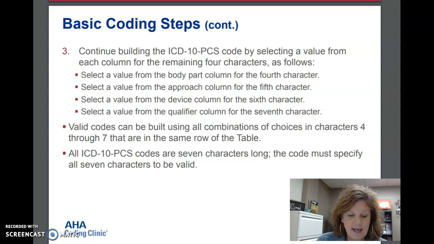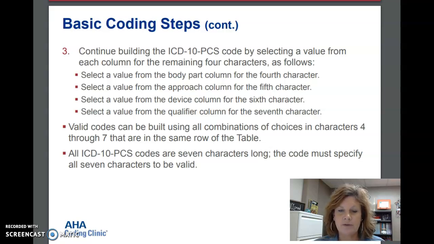Okay, so once again, we talked about how you have the columns. You have rows, you have columns. Again, you can't jump from one to the other. So again, you select a value from the body part column, and then you have to go over to the column in the same row for the 5th character for the approach. Same thing, you can't jump down to the next row. Same thing for the 5th character, 6th character, and then the 7th character.